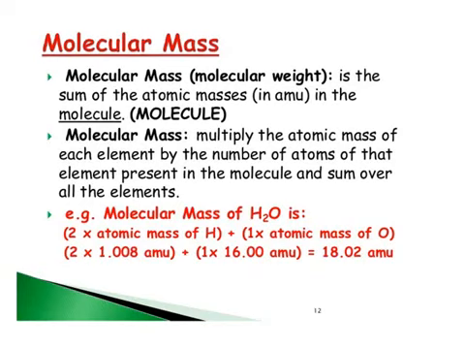Now, how to calculate the molecular mass of a substance? Let us take an example of water. Water has a formula H2O. The atomic mass of hydrogen is 1 U, and atomic mass of oxygen is 16 U. H2O contains 2 hydrogen atoms and 1 oxygen atom. Therefore, the molecular mass of water is 2 times 1 plus 1 times 16, which comes to be 18 atomic mass unit. So, in this way, the molecular mass is calculated for each and every substance.